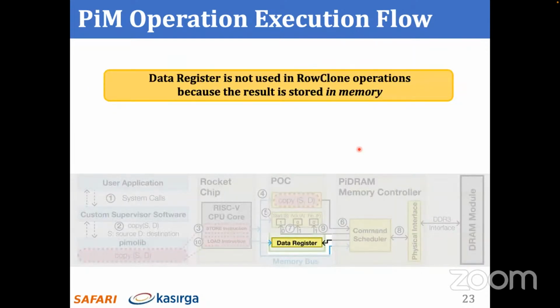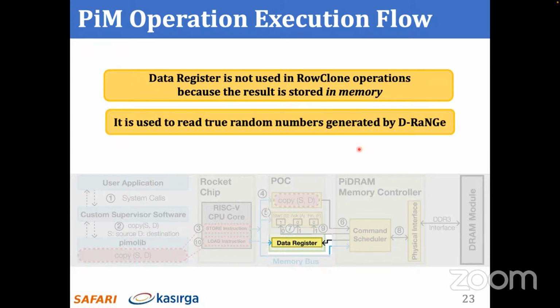And we didn't use the data register in this example. It's not used for row clone operations because the result resides in memory after the operation. So we copy the source row to the destination row. The result is in the destination row. But we use it to store random numbers generated by D-range operations in our prototype.